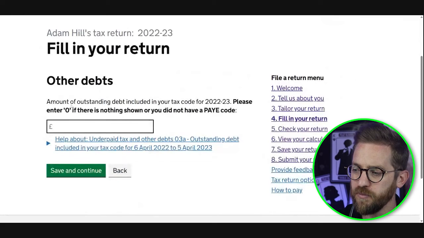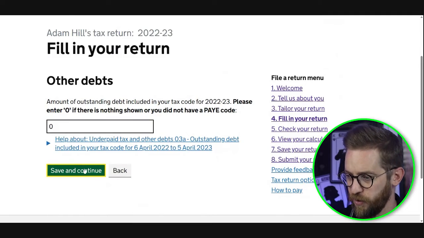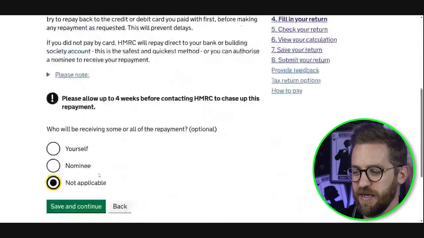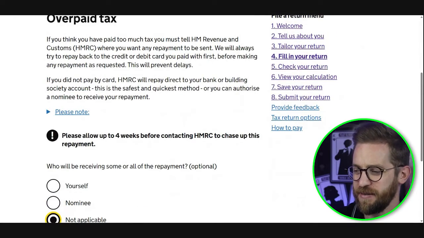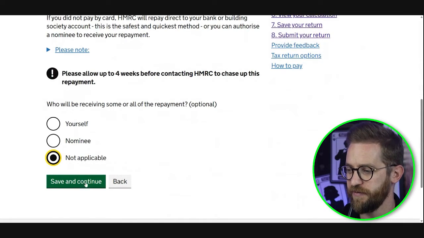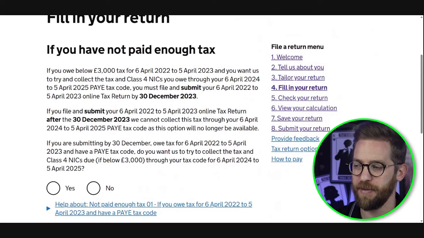And again, outstanding debt included in your tax code. If it's 0, then you can enter 0 in this box here. If you have overpaid tax, then you can give details of your bank account or home address to get a check sent to you. In this case, I'll have a tax liability, so I'm going to leave that as not applicable. Save and continue.